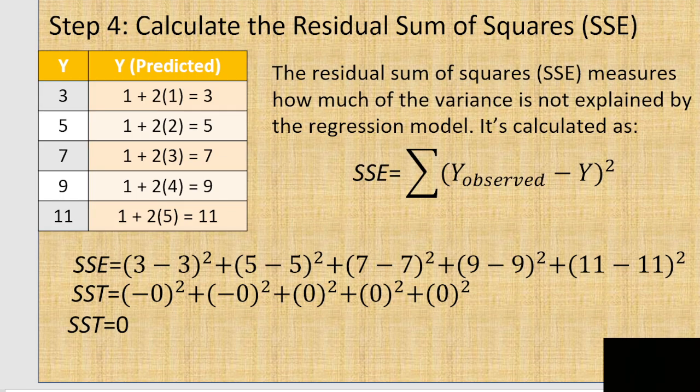And for step 4, we need to find the value of SSE. So how do we do that? We just subtract y predicted from y. In the first column, we subtract the first row from the y predicted value we got. So 3 minus 3, that is 0. 5 minus 5, that is 0. 7 minus 7, 0. And so on. So our SSE here is equal to 0.